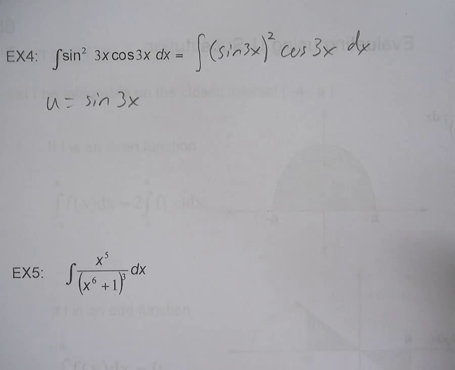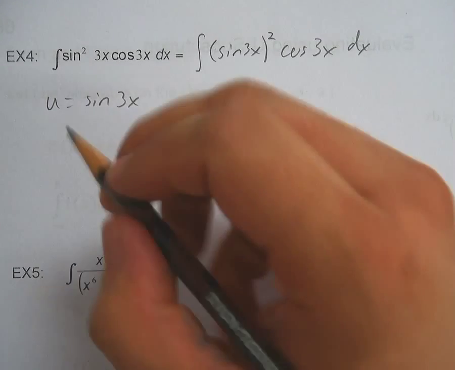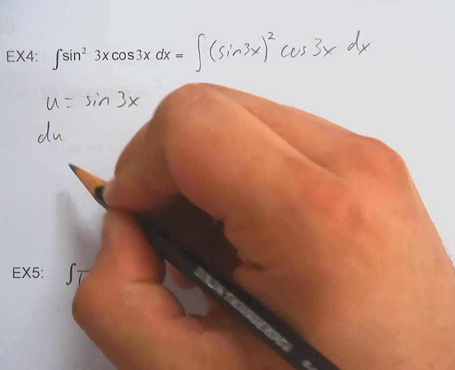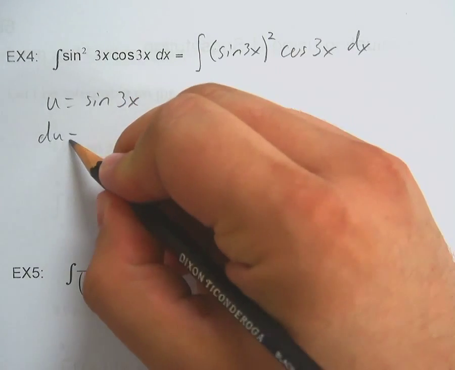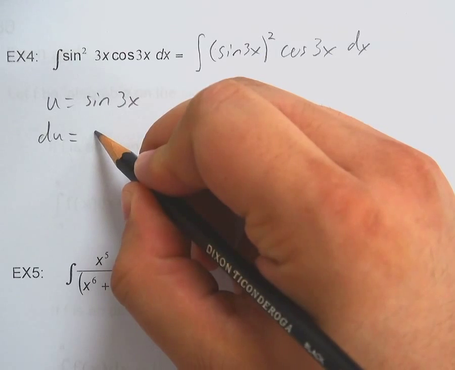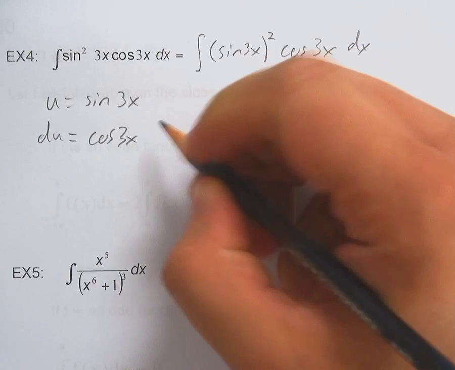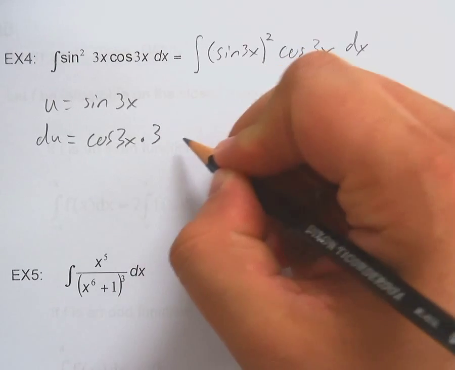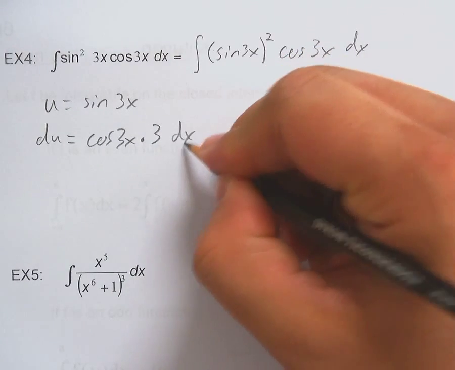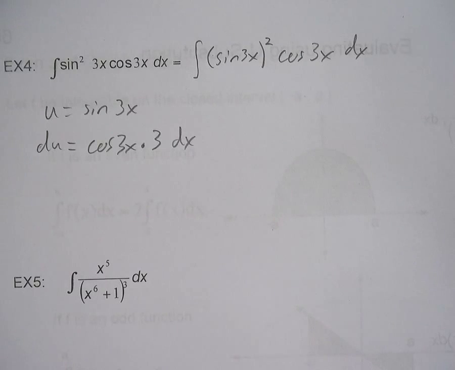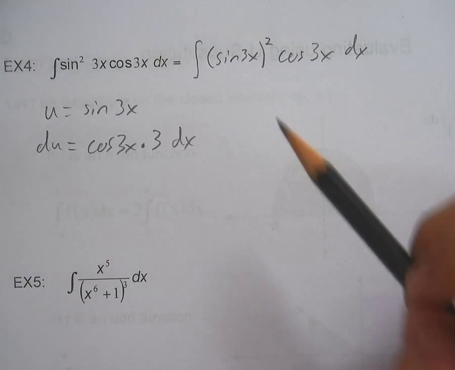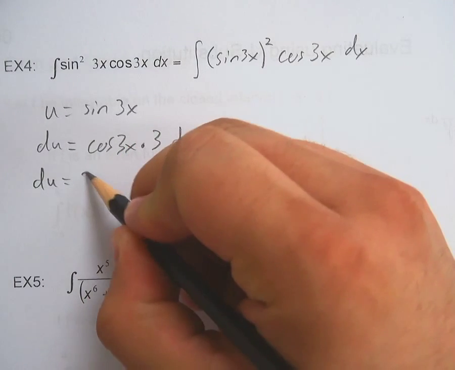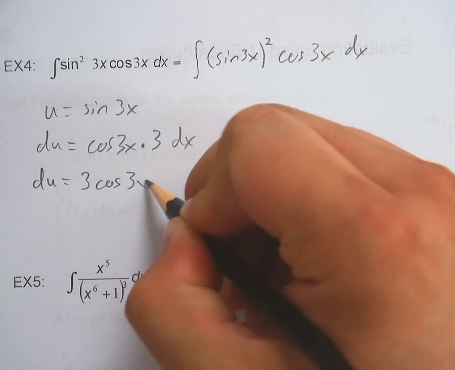Now this is a chain rule. It's a chain rule within a chain rule here. So I'll have du is going to be the derivative of the outside, which is cosine 3x, times the derivative of the inside, which is 3, dx. Now looking at this here, let me just simplify this real quick. du is 3 cosine 3x dx.